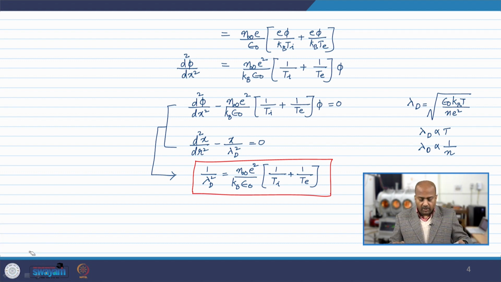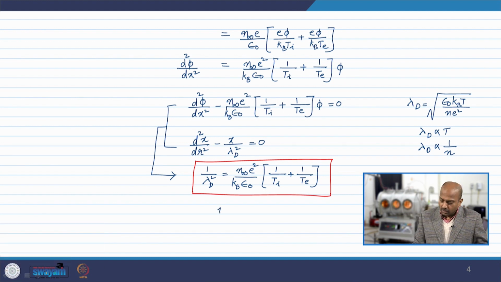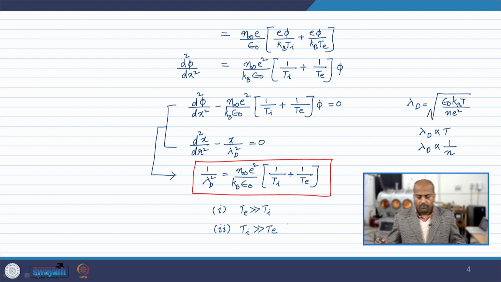What is it? We can have a situation in which the electron temperature is very large in comparison to the ion temperature. We can have another situation in which the exactly opposite may be a possibility: the ion temperature is very large in comparison to the electron temperature. So, what will happen in that case? This is the most important conclusion that we are going to draw.